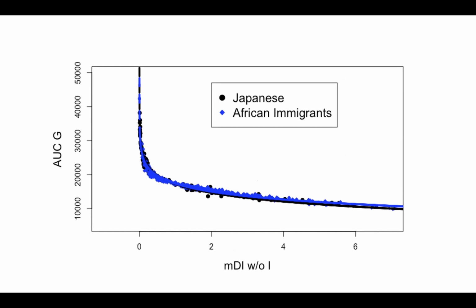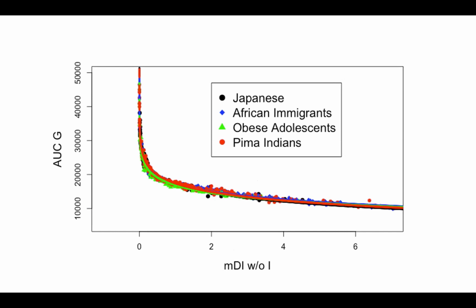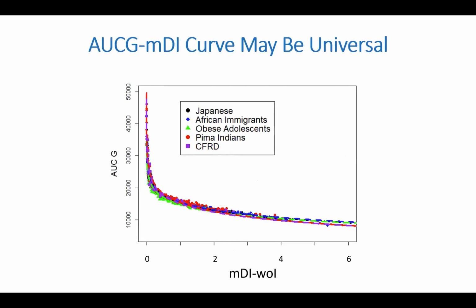Regression curve almost same. And now added obese adolescent, same. Now Pima Indian, same. Now cystic fibrosis related diabetes, the same. So mean or AUC glucose versus MDI curve may be universal. So we really want to find the cut point, the optimal point in terms of MDI rather than glucose.